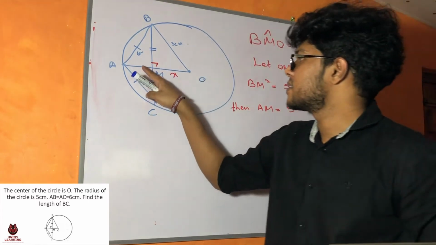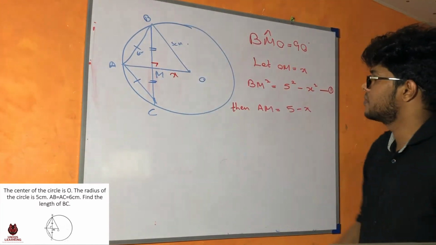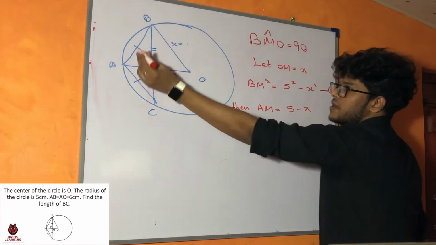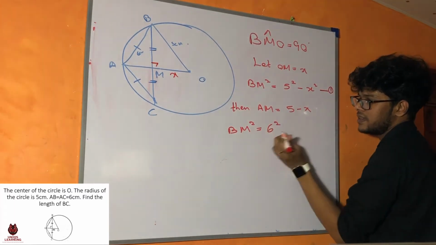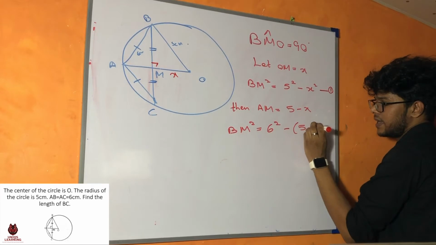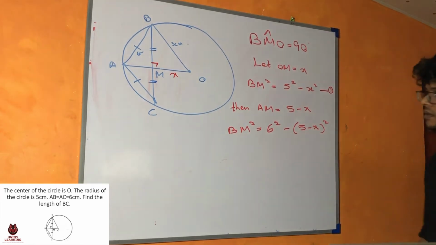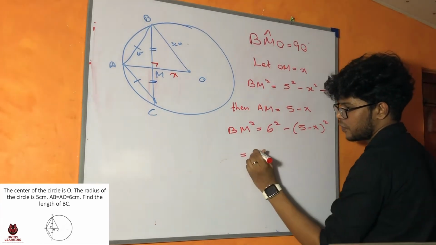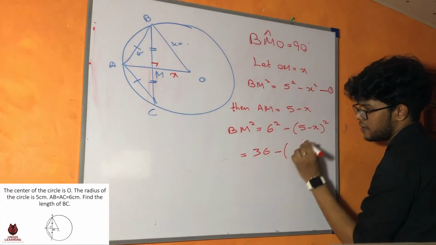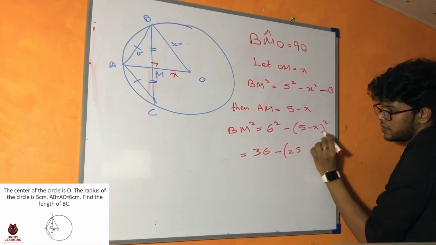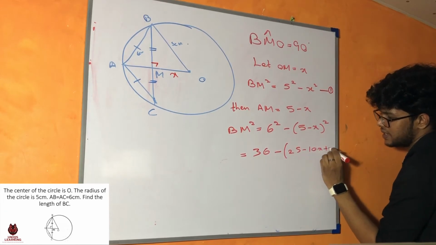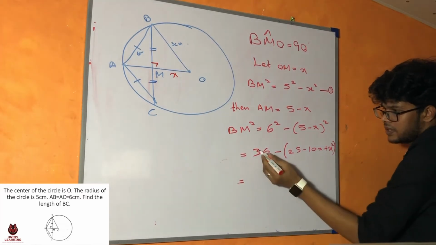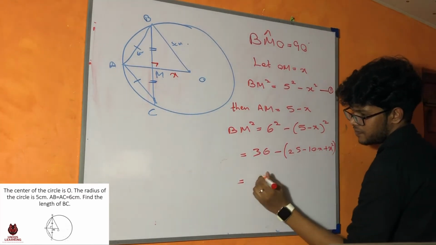Then again you can use Pythagoras, hypotenuse and side, to find BM. So you can write BM squared equal to what? BM squared is going to be the hypotenuse squared, the 6 squared minus (5 minus x) squared, right? So when you simplify, you will get 36. 6 squared is 36 minus 5 squared, 25 minus 10x plus x squared. So it is going to be 36 minus 25, which is 11.